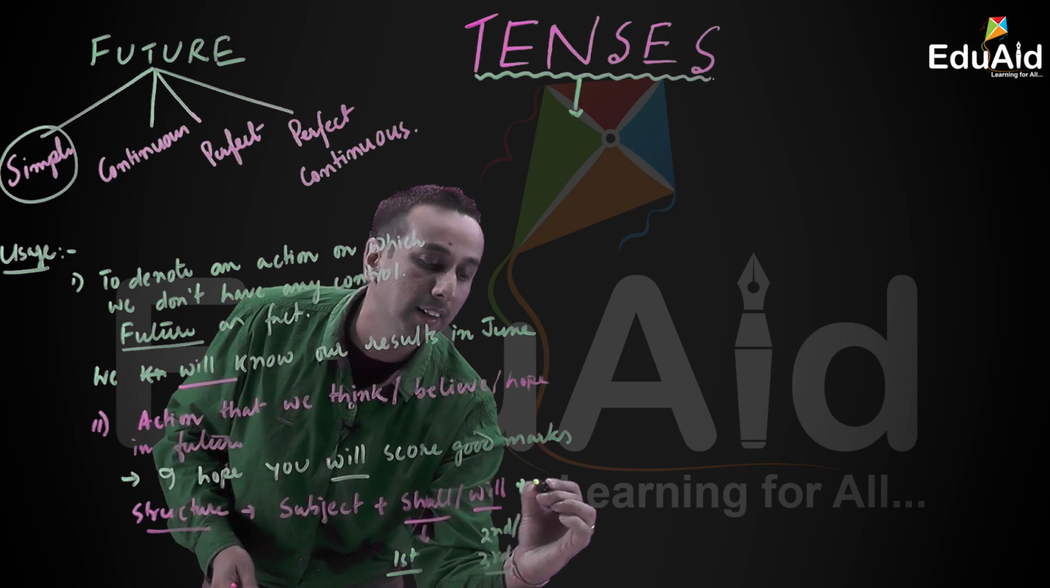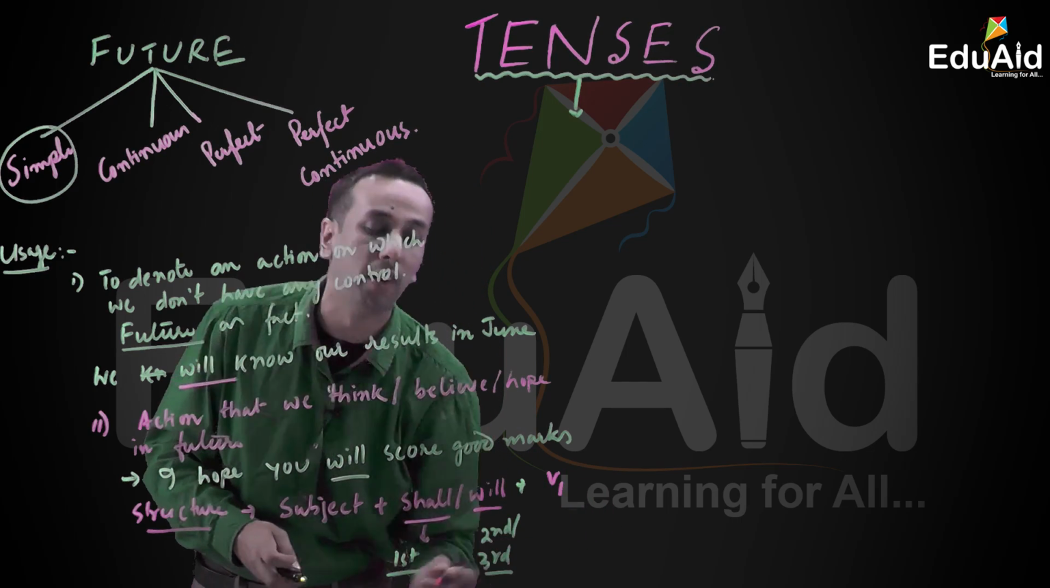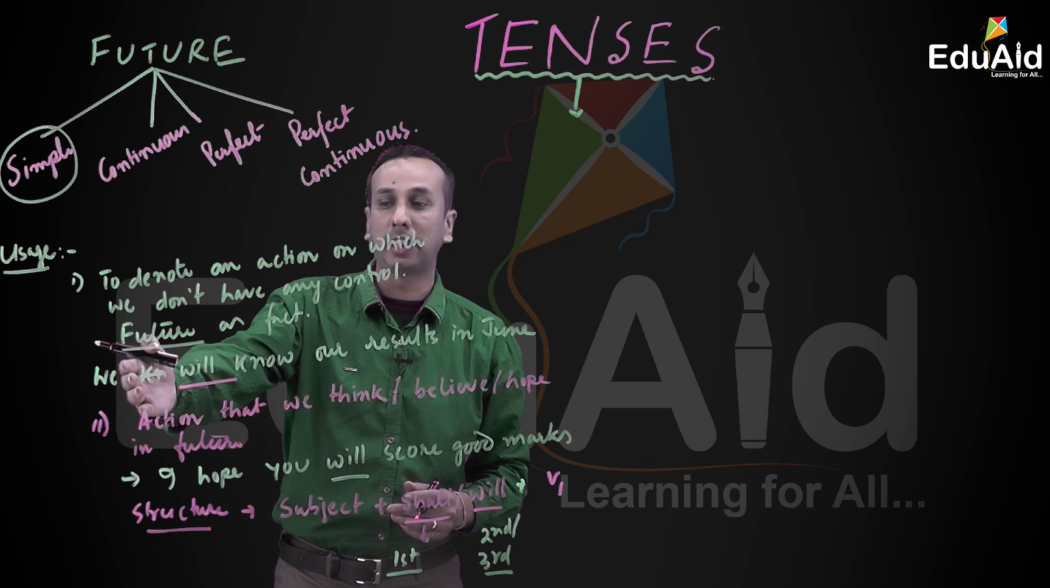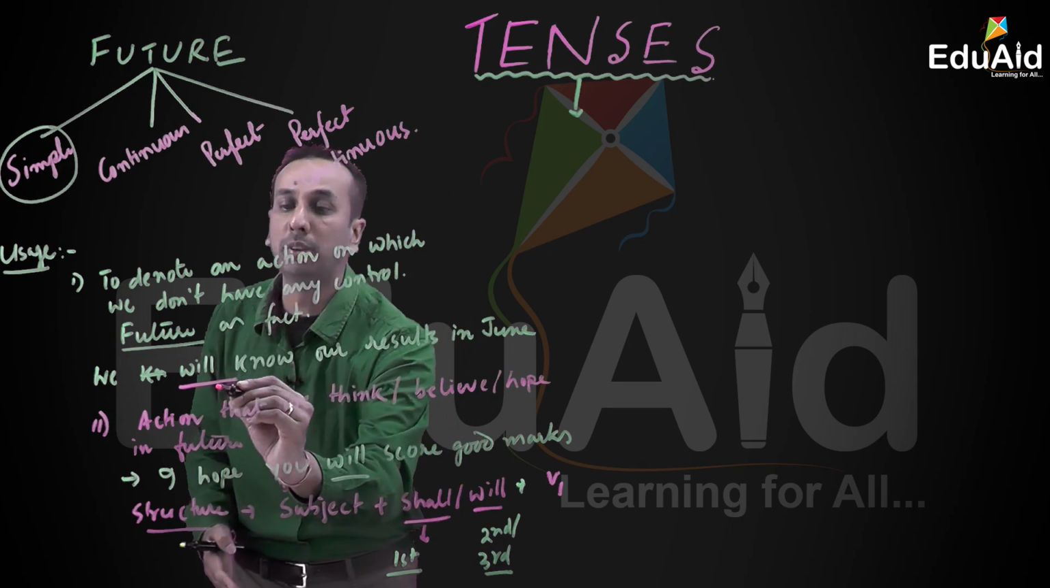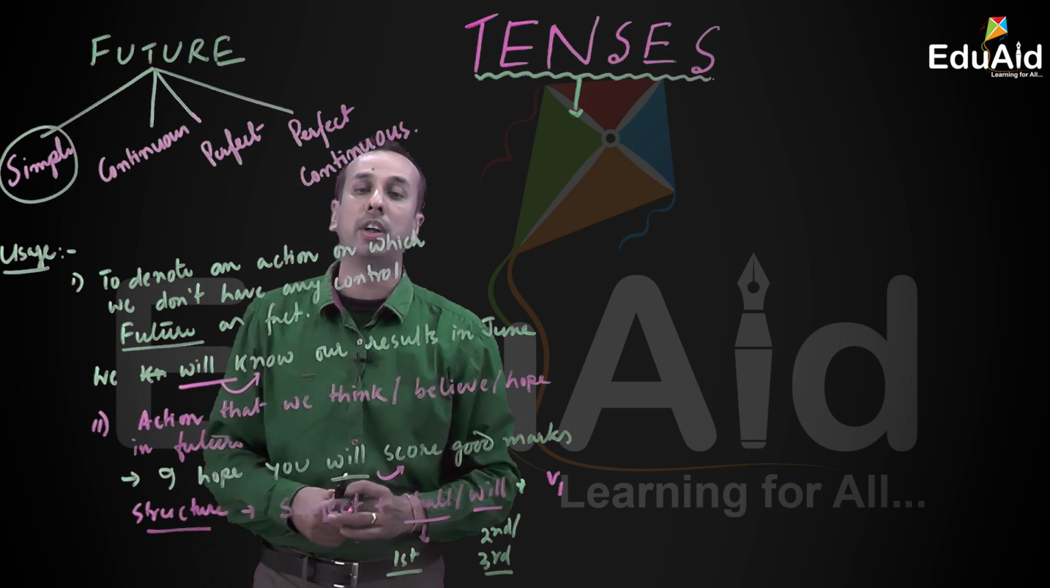And after that the main verb will take its first form. As you can see in our examples, we will know, after will we have used the V1 form. I hope you will score good marks, V1 form.